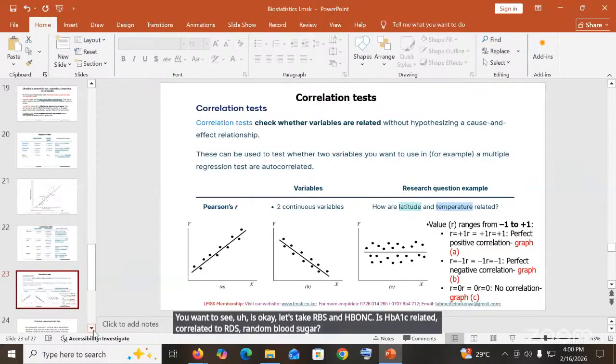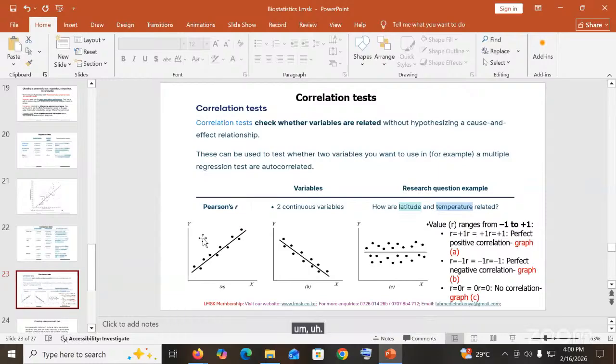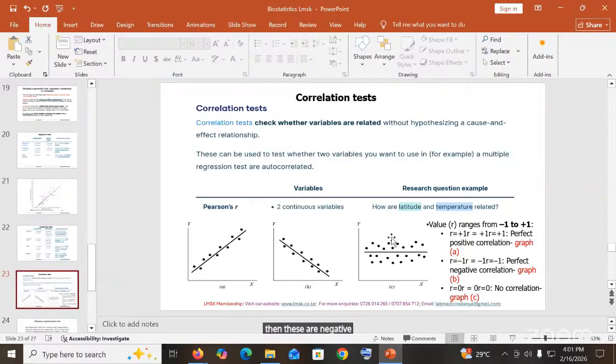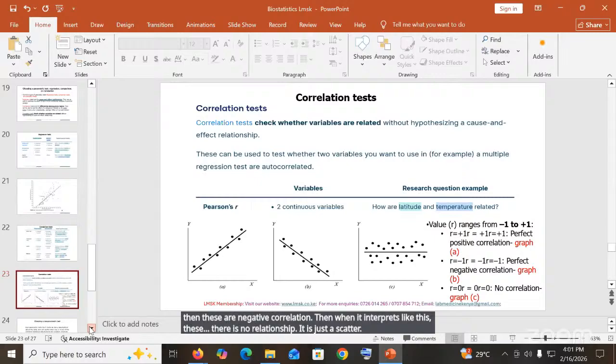You see the first on the left, this is Pearson's R. You use Pearson's R. In this graph A, you will say that it is positively related because it's going on the positive side. You don't care what is the cause or the effect, but you understand that HbA1c and RBS are positively correlated. Then these are negative correlation. Then when it appears like this, there is no relationship. It is just a scatter.